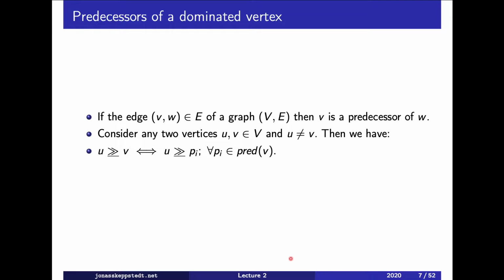We will next see how dominance and predecessors of a dominated vertex work out. So what we will show is the following: that if U dominates V, then that is equivalent to U dominating all predecessors of V. We will see that with a figure.